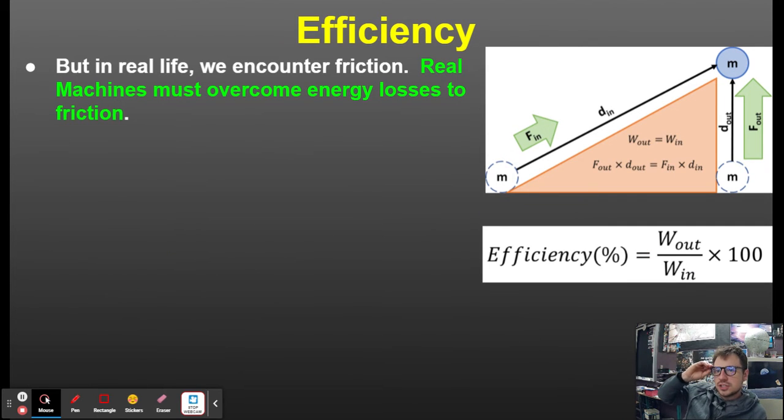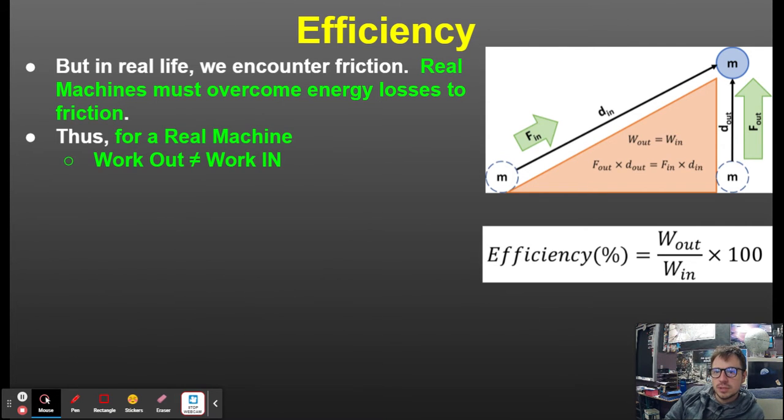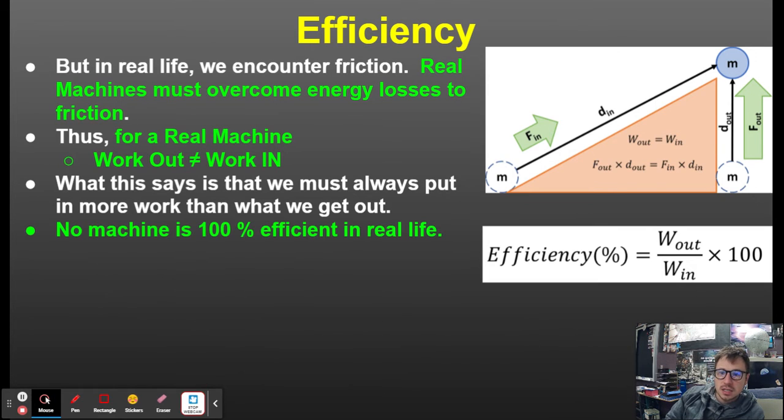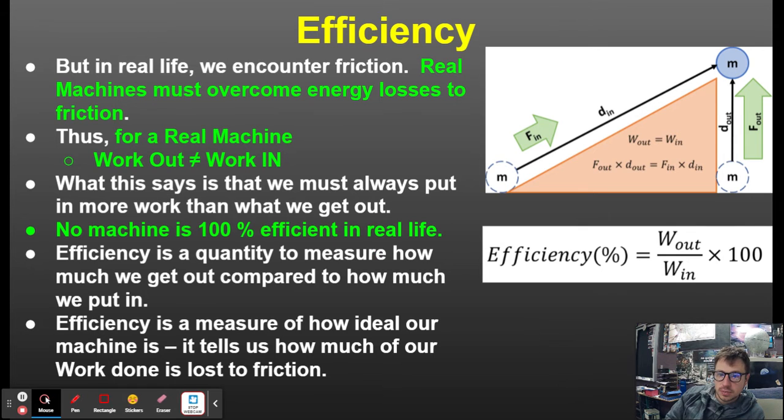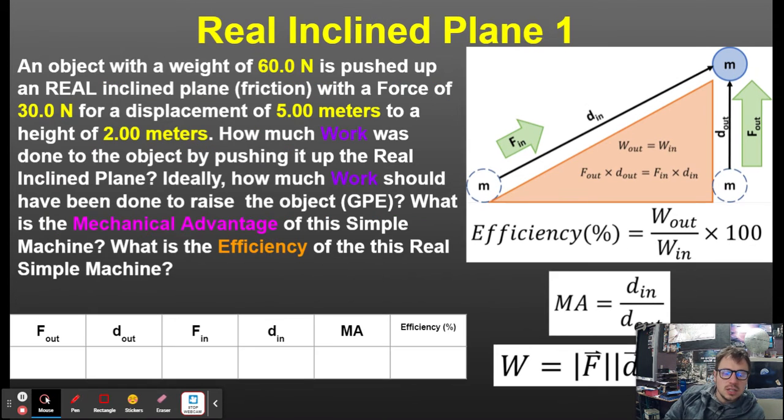Well, now let's look at efficiency. Now, in real life, we encounter friction. Real machines must overcome energy losses due to friction. So for a real machine, the work output does not necessarily equal the work input. In fact, no machine is 100% efficient in real life, right? That's always going to be true. So let's take a look at that exact same example.